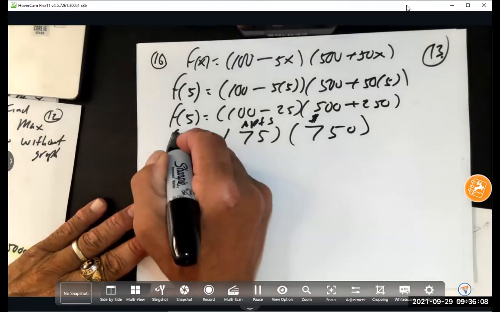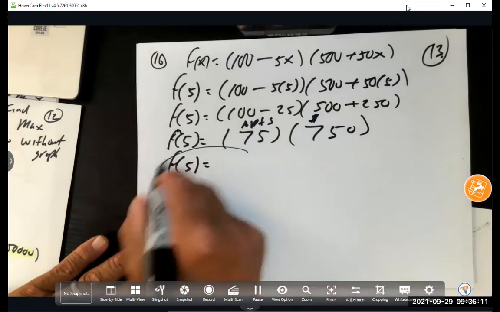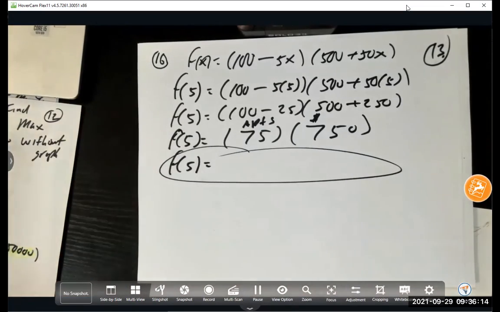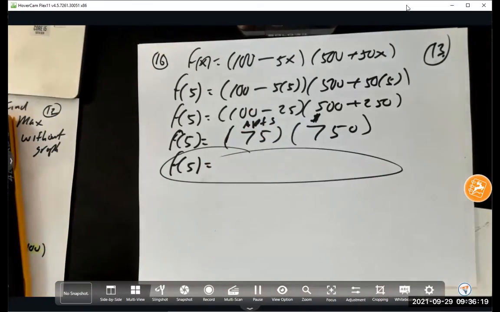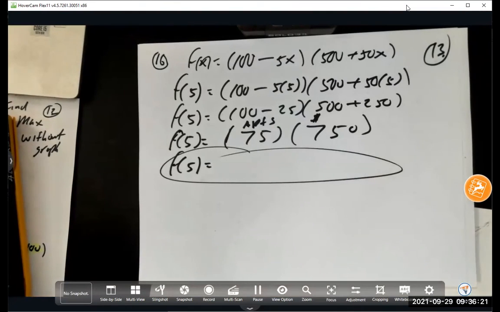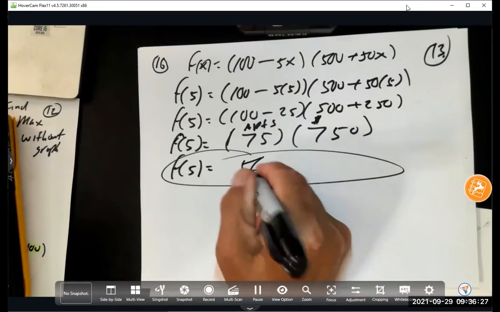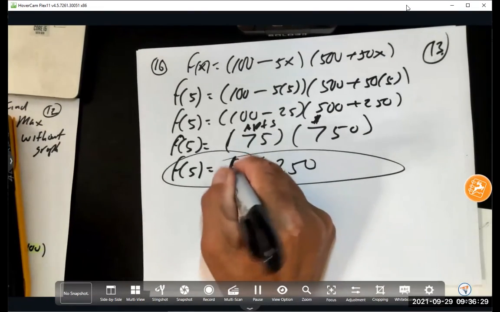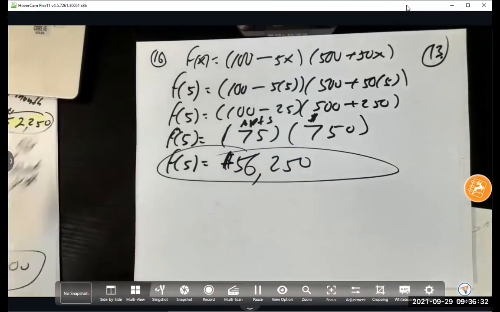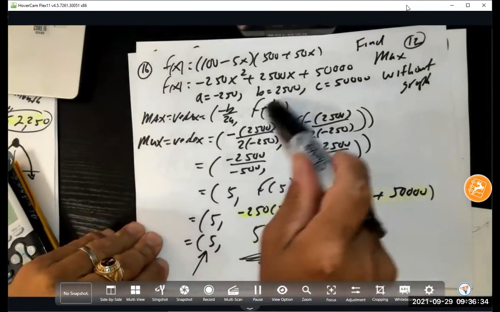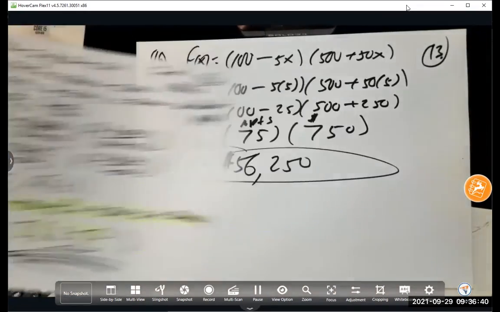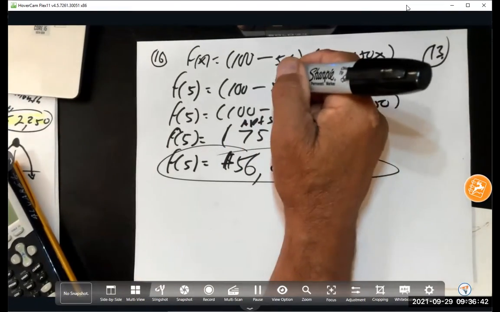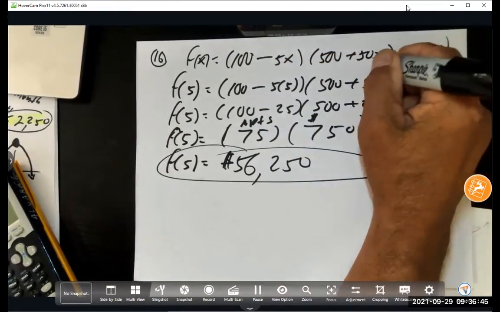So, what is this answer? Do that in the calculator. What's 75 times 750? 56,250. All right, it's the same thing as before. Remember how we did this earlier? I did this one here, the long one right there. I put it in there. I got 56,250.